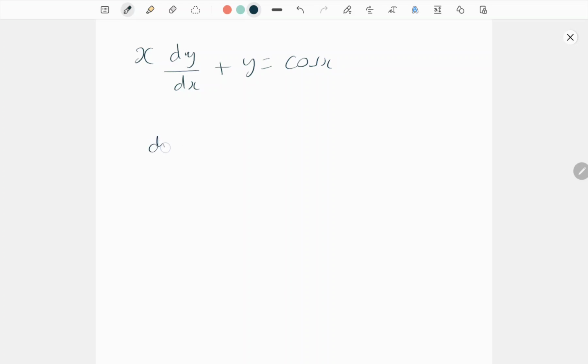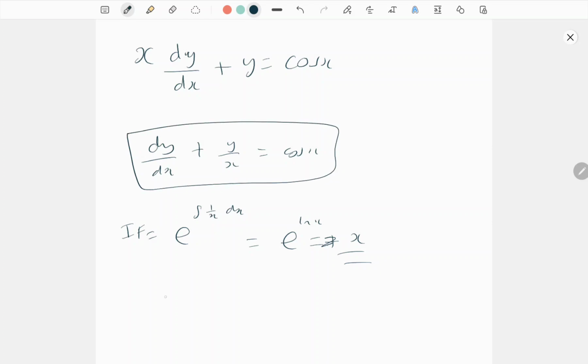Right, first thing you want to do is divide by x to get into the correct form. In this case, your p x, the function next to the y, is 1 over x, so your integrating factor is going to be e to the integral of 1 over x dx, which is e to the ln x, and so that's just going to be x. Our integrating factor is x, so we multiply this equation by x then, so x dy by dx plus y equals x cos x.